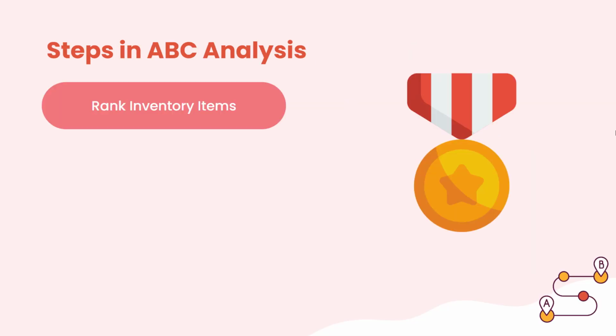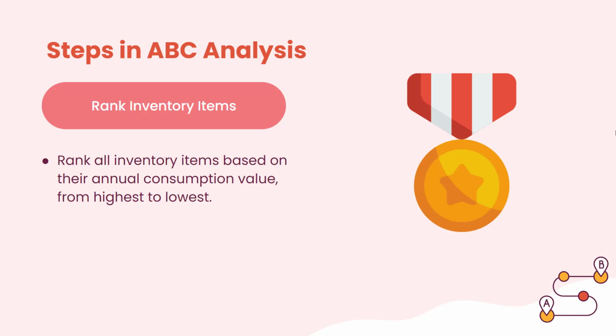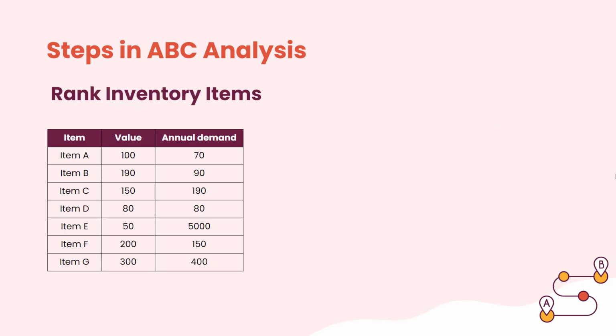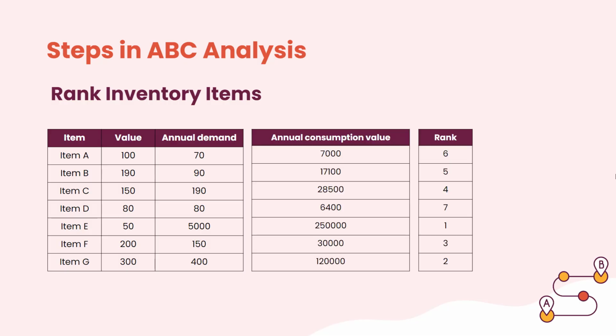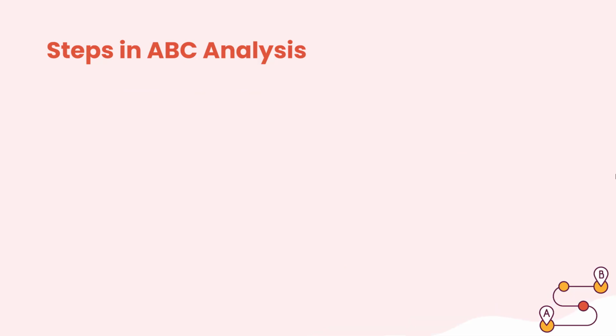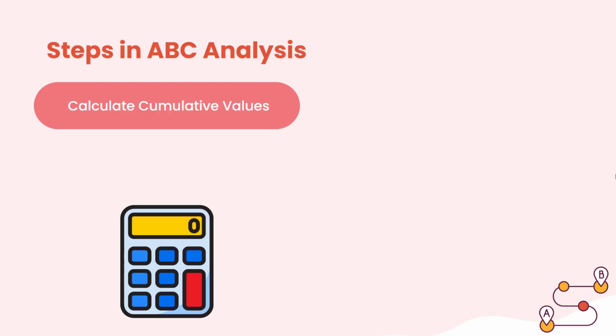Third step is to rank all the inventory items. Rank all inventory items based on their annual consumption value from highest to lowest. As you can see, item E is ranked 1 as it has the highest annual consumption value, followed by item G and henceforth.